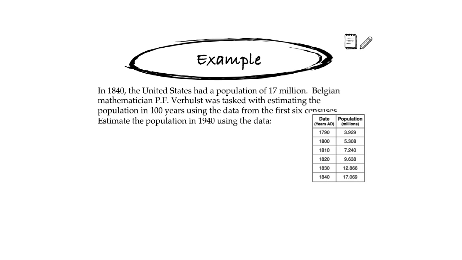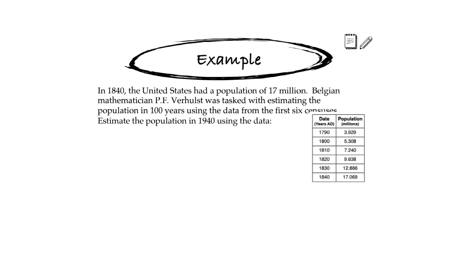Another common application of our continuous growth formula would be for population growth, whether it's human population or some animal population. If we go back in time and look in 1940, the US had a relatively tiny population of only 17 million. Belgian mathematician P.F. Verhulst was tasked with estimating the population in 1940 using data from the first 6 censuses. So there was a census done in 1790, and our population was just under 4 million. Another one in 1800, 1810, 1820, 1830, and 1840.